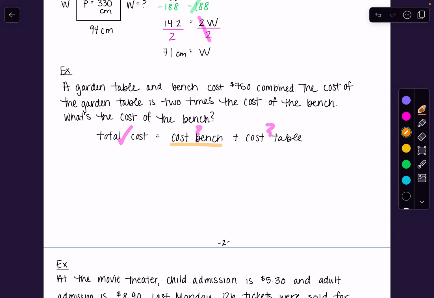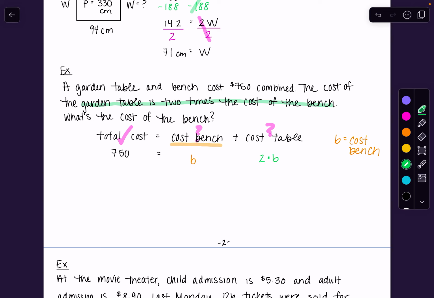So what I'm going to do is assign a variable to this quantity because it's what I want to solve in the end. What is the cost of the bench? So I'm going to call this B. Makes the most sense. I do know my total cost. It's $750. And I don't know the cost of the table. However, they do give us this piece of information that the table is 2 times the cost of the bench. So if my bench is $B, my cost of the table is going to be 2 times this variable B.